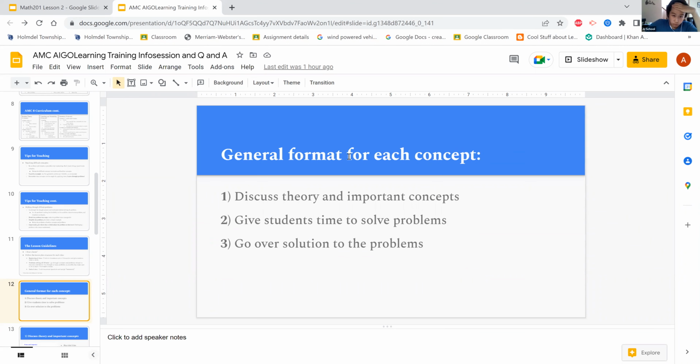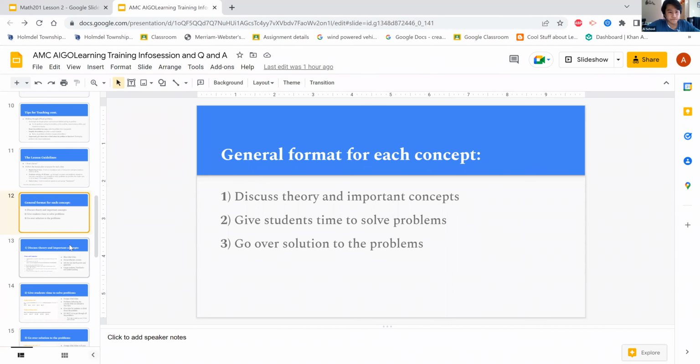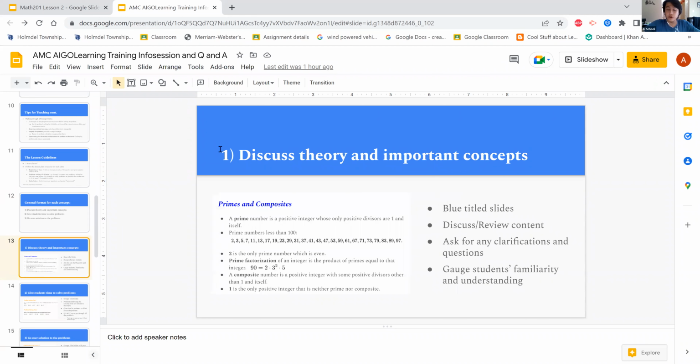The general format is we first discuss some theory and important concepts. This is generally more of a review, and it's assumed that the students already have some understanding and familiarity. And then to give students time to actually solve those problems. And finally, to go over solutions to the problems.